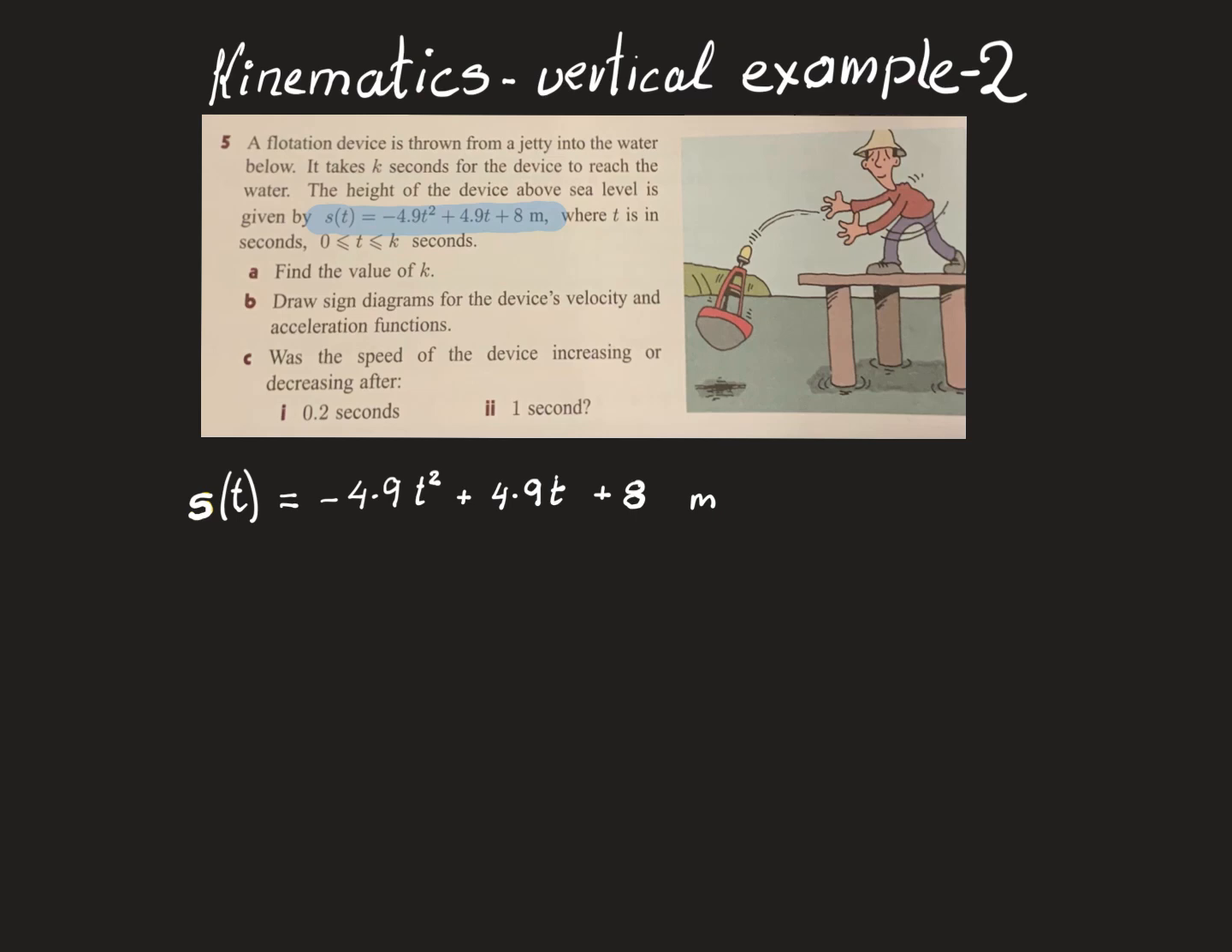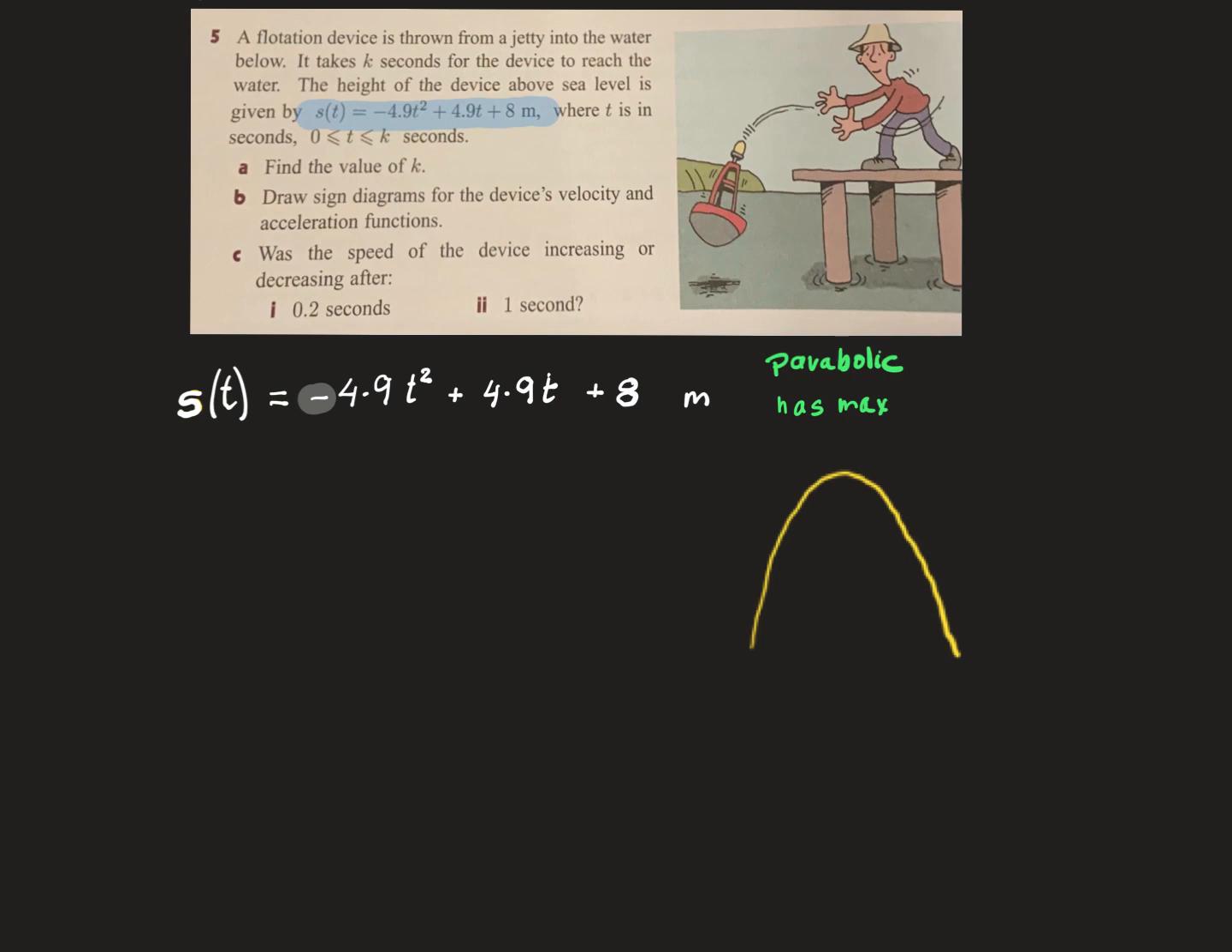If you examine this particular displacement function, you notice two things about it. First, that it is a parabolic function, and secondly, that the negative sign in here indicates that the parabola is a downward shape. It means it has a maximum. So if we were to draw this parabola up like this, we might say that this is the displacement of the device.